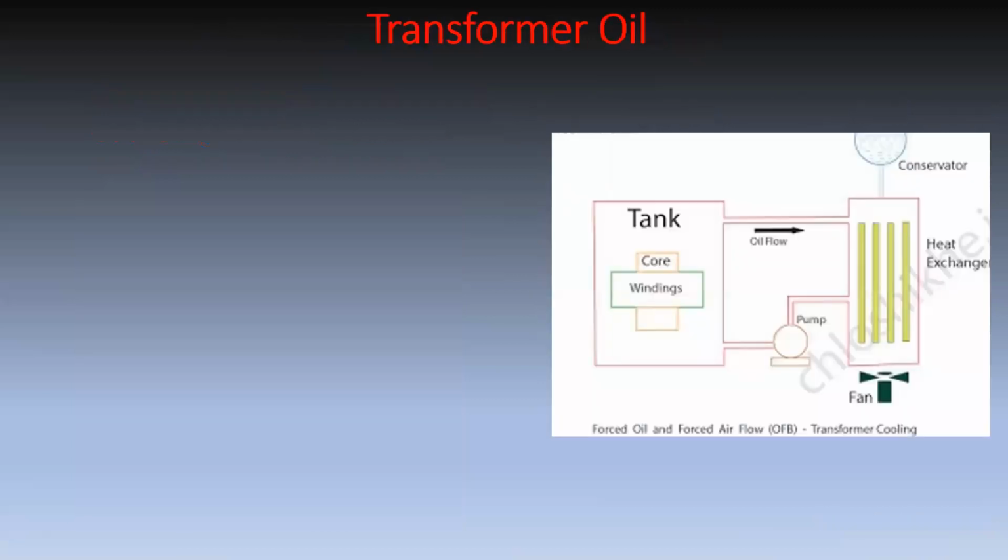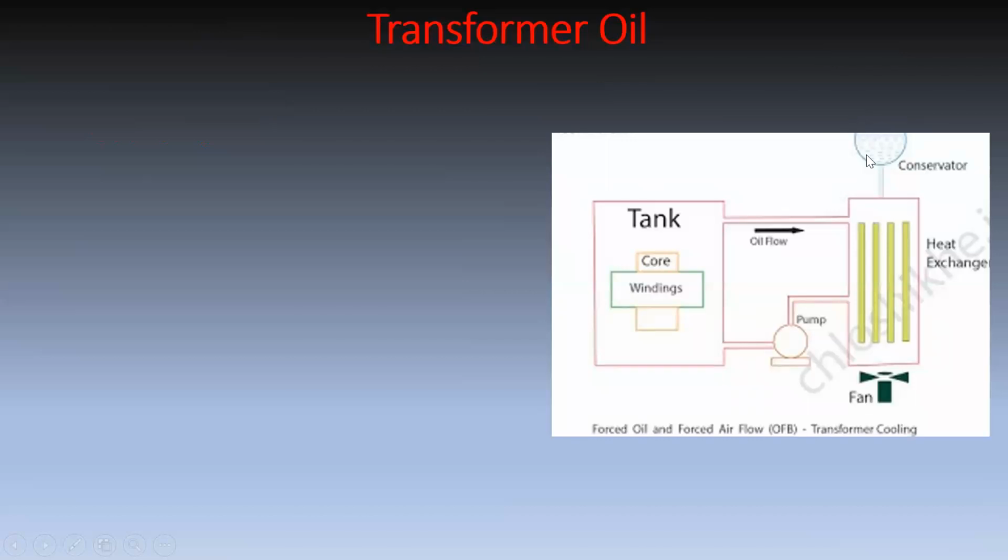So what is next? Next is transformer oil. The oil is present inside the tank. This is a diagram which shows the core and the winding inside the tank. The tank contains the transformer oil. So this is the oil flow, by pump and through the valve, the oil is flowing. And this is the heat exchanger where it is getting cooled.